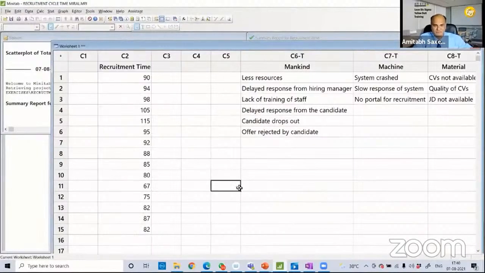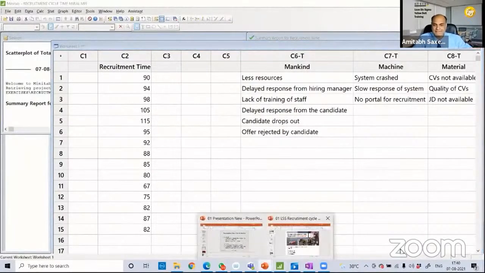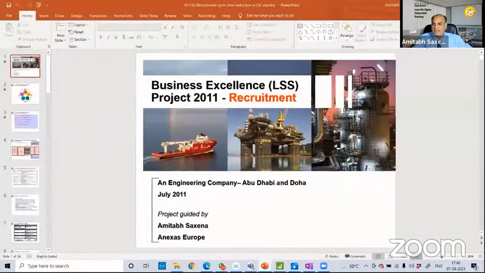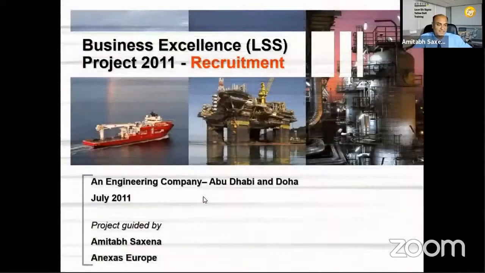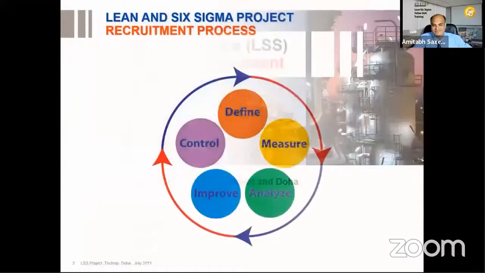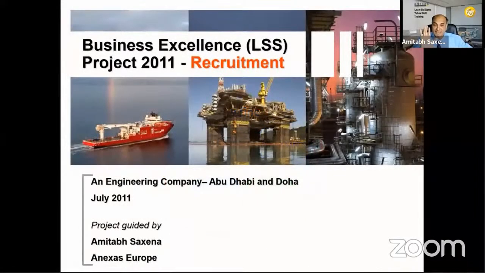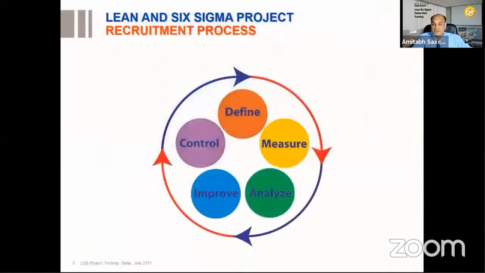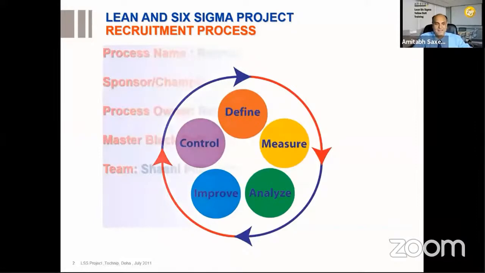Before I show you the analysis part, let me show you the project also. This is the company. It is dated exactly 10 years ago, July 2011, almost 2021 it is. These are real companies, real projects. They want to reduce the recruitment cycle time. We are following define, measure, analyze, improve, and control, 5 phases. Every green belt and black belt follows it when you take up an improvement project.